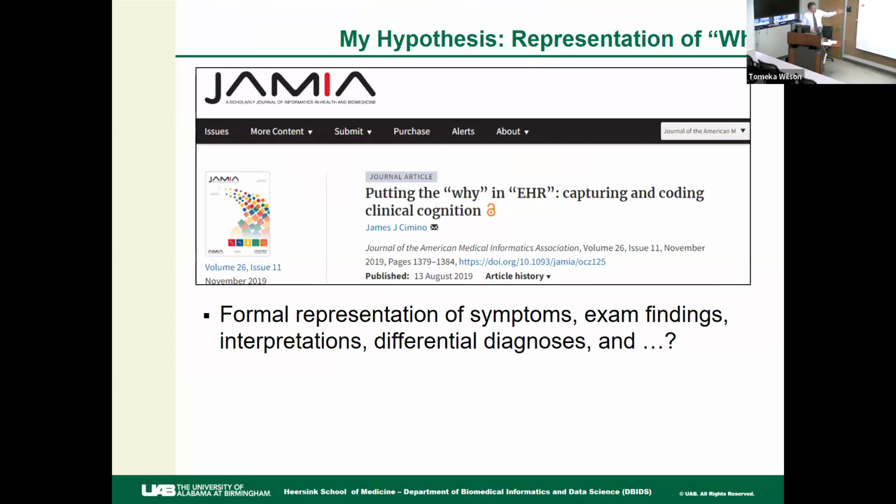So the idea is to create formal representations of all of these facts that we put in the record: symptoms, exam findings, interpretations, differential diagnosis, and whatever else we start putting in there. We want to build the connections between these things, and then we name those representations as relationships.